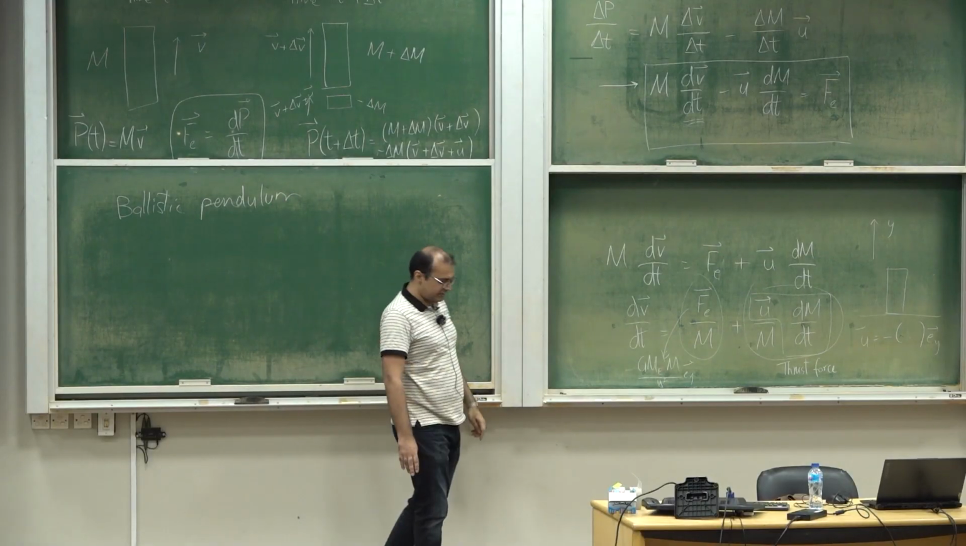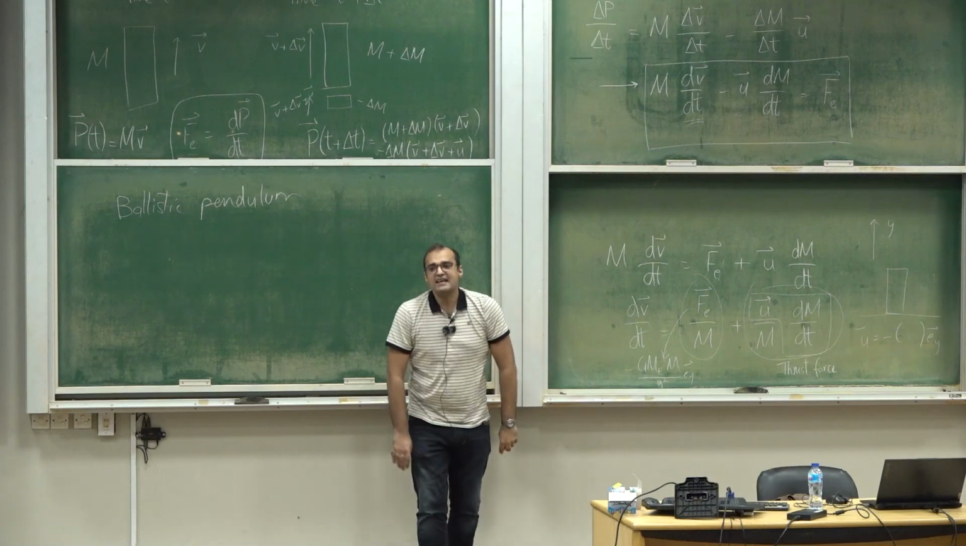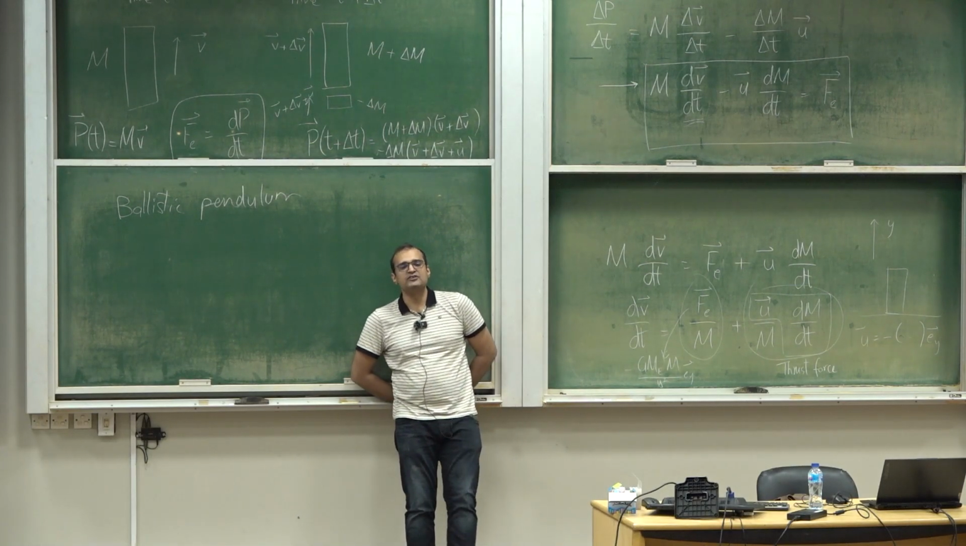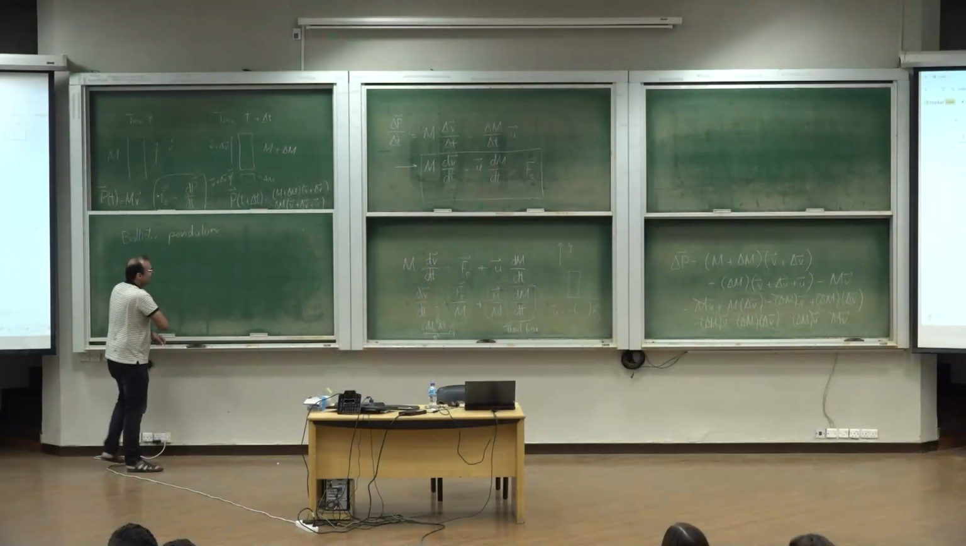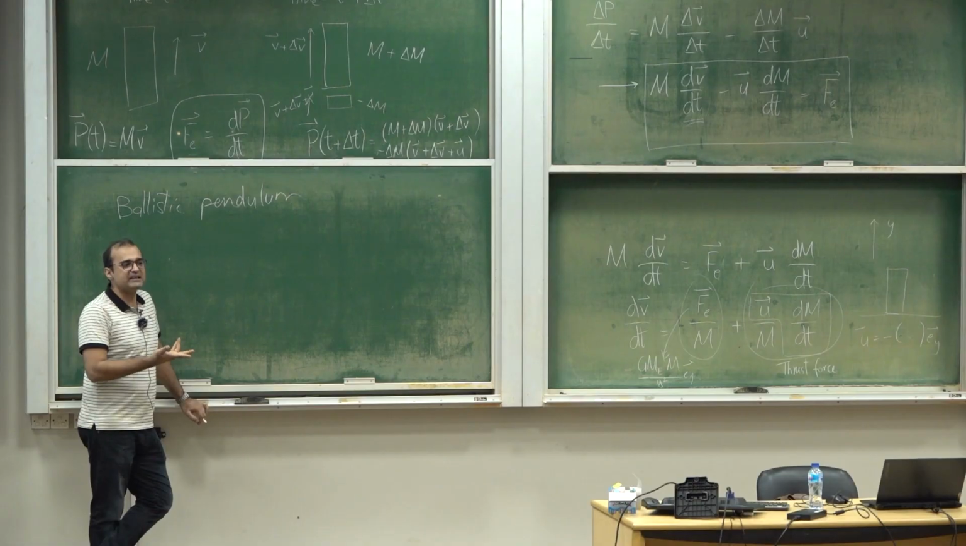ये कोई कैनन बॉल वगैरह या ऐसा कोई पेंडुलम नहीं है. Nothing to do with that. Okay, it's called a ballistic pendulum because the ballistic pendulum is a device that allows you to measure the speed of a bullet. That's why it's called a ballistic pendulum.